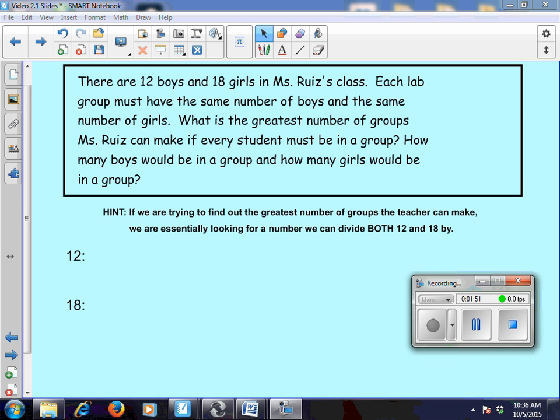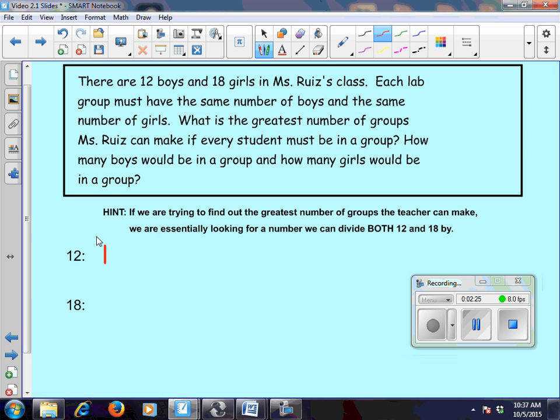Well, let's see. If we look at the number 12, we have 12 boys standing in the room, and we have 18 girls standing in the room. So we need to think about a number that when we divide both of these numbers by, we will get the groups. So let's look at the factors of 12, meaning what numbers can I divide 12 by? And then we're going to look at the factors of 18, which is another way of saying what numbers can I divide 18 by? And then we want to find a common number.